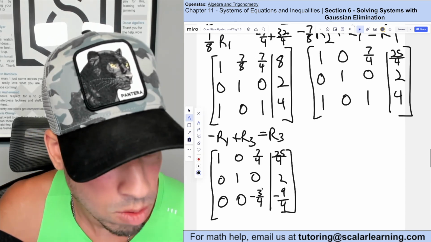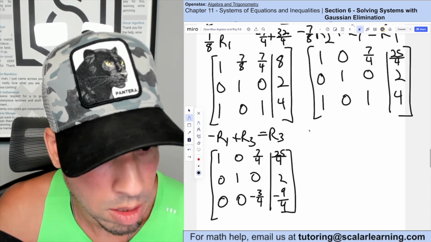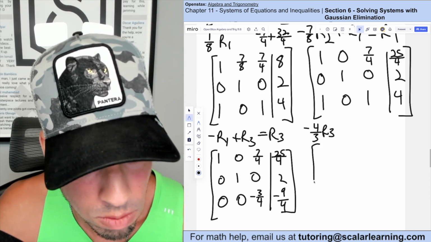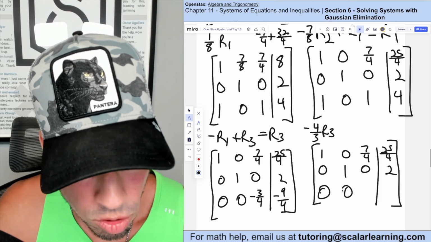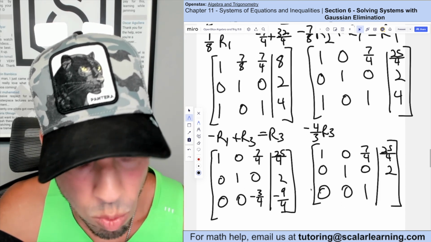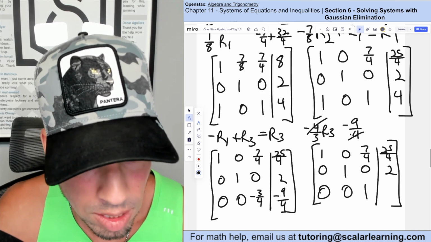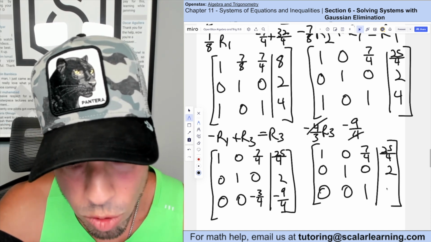Okay, great. Now I want to flip this guy to a 1 and I'm going to multiply it by its reciprocal, negative 4/3 times row 3. Let's write it out. So times 0 is 0, times 0 is 0, times its reciprocal is 1, and then times negative 9 fourths. The negatives are going to cancel. 9 over 3, which reduces to 3.